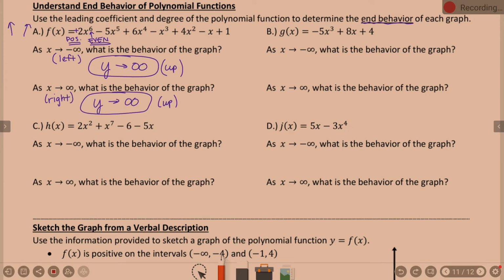G of x equals negative 5x cubed plus 8x plus 4. Negative and odd. What matters here? Who's putting all the math books in the horror section?